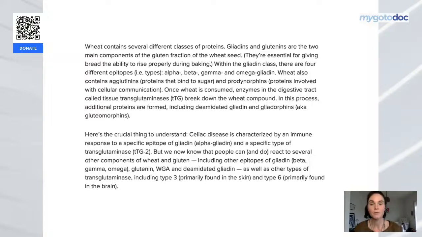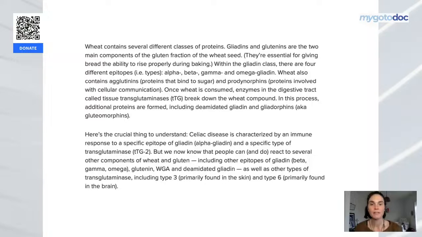So the important thing to understand is that celiac disease is characterized by an immune response to a specific epitope of gliadin, so alpha gliadin, and a specific type of transglutaminase. However, we know that people can and do react to other components of the wheat and the gluten, including other epitopes of gliadin and also other types of deamidated gliadin, as well as other types of transglutaminase. So hopefully, oh, and this is important, including three types.